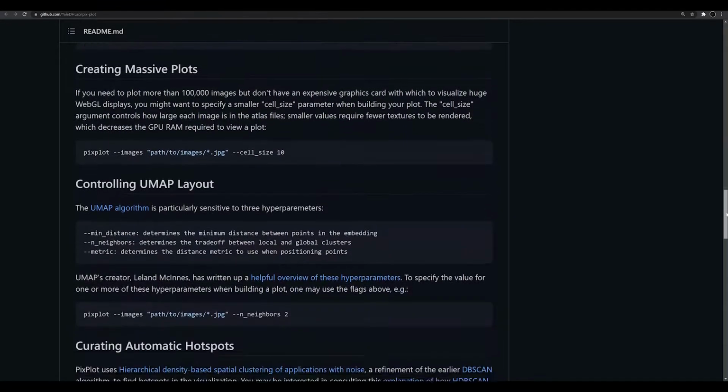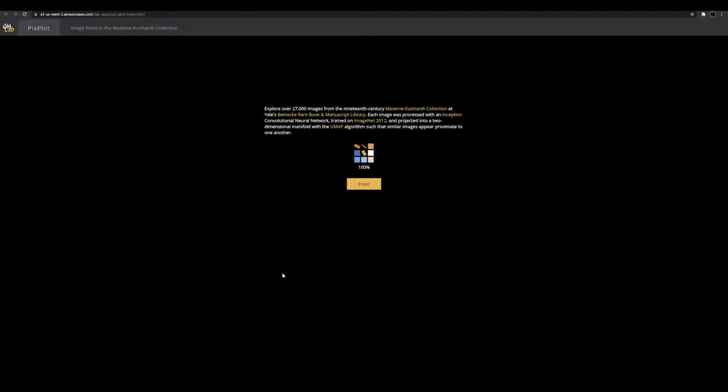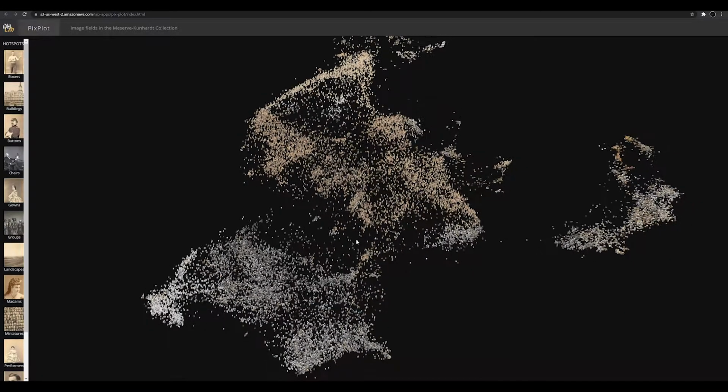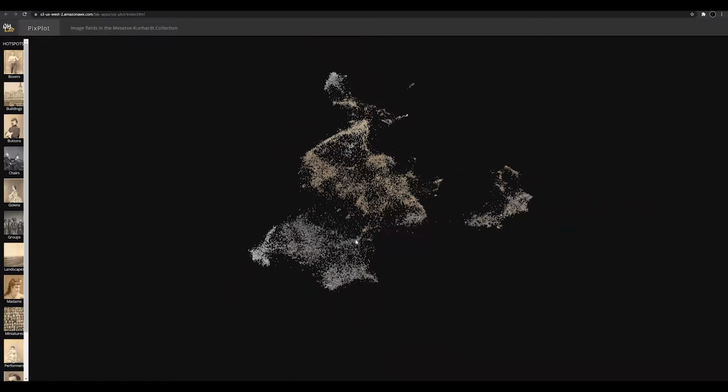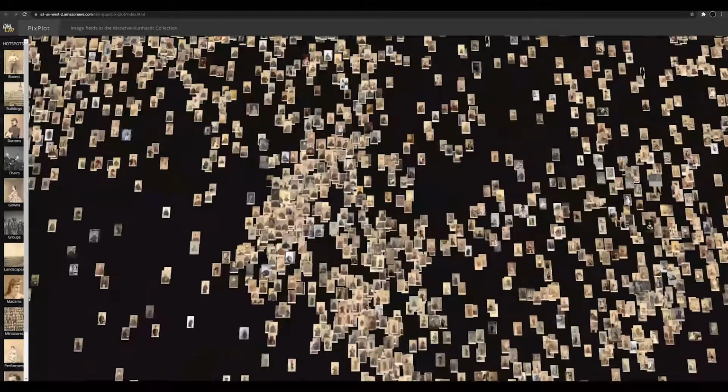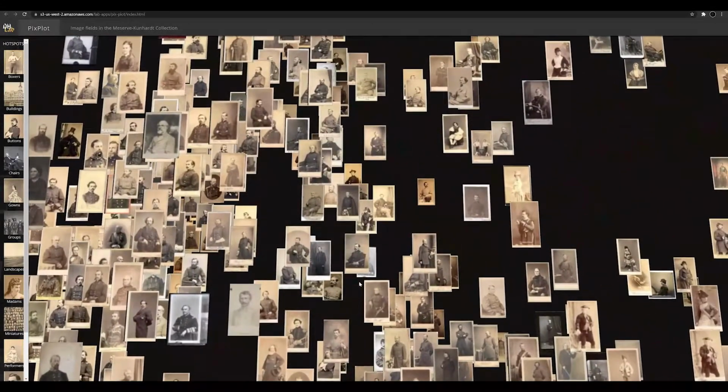What is PixPlot, though? Well, PixPlot is an interactive framework in which you can automatically cluster and study pictures and images that are similar in nature. In order to understand PixPlot, you need to understand a few complex things about machine learning and how images are stored in a computer system. But before we get to that, let's take a look at what it does.